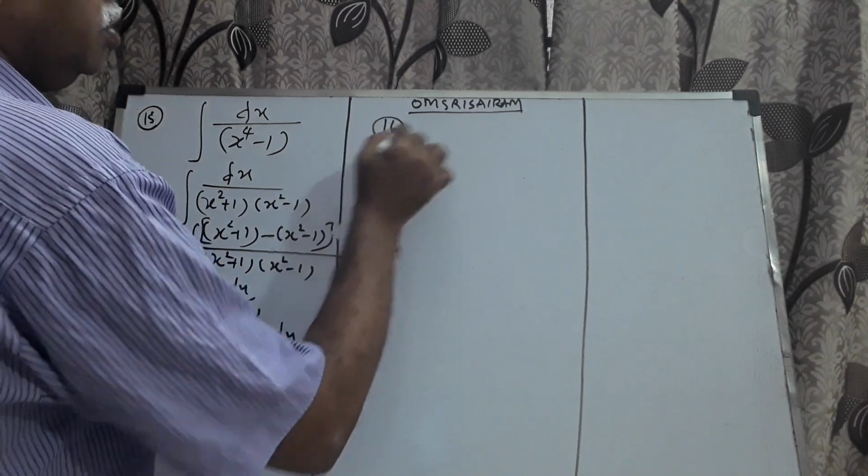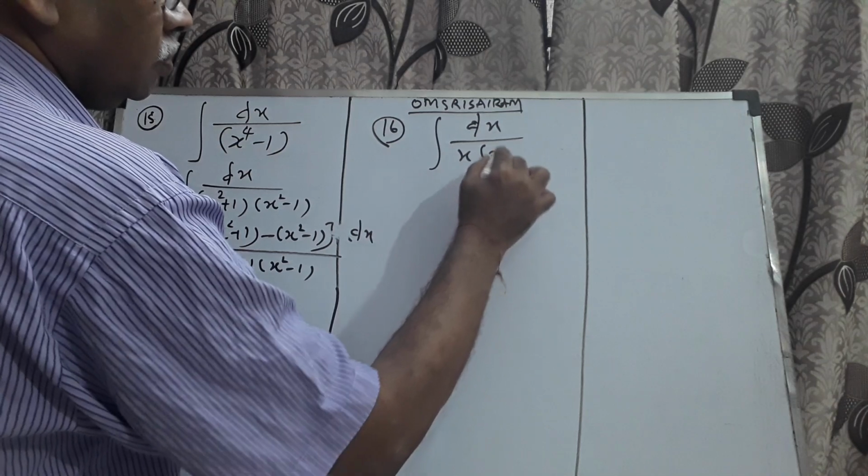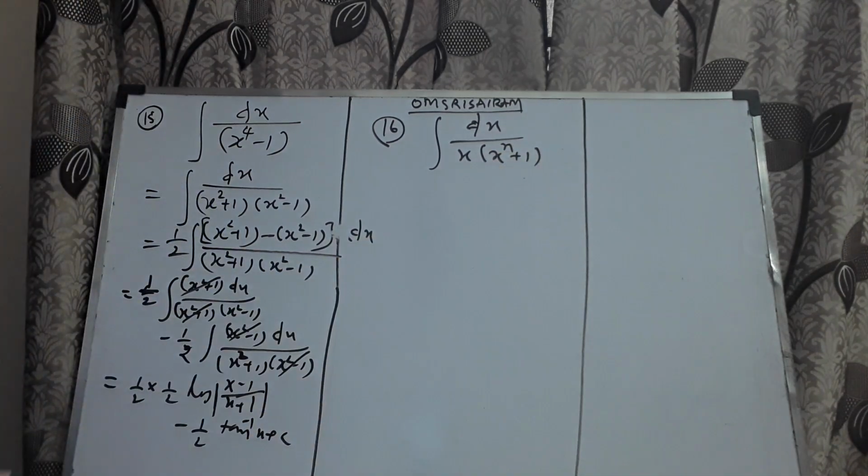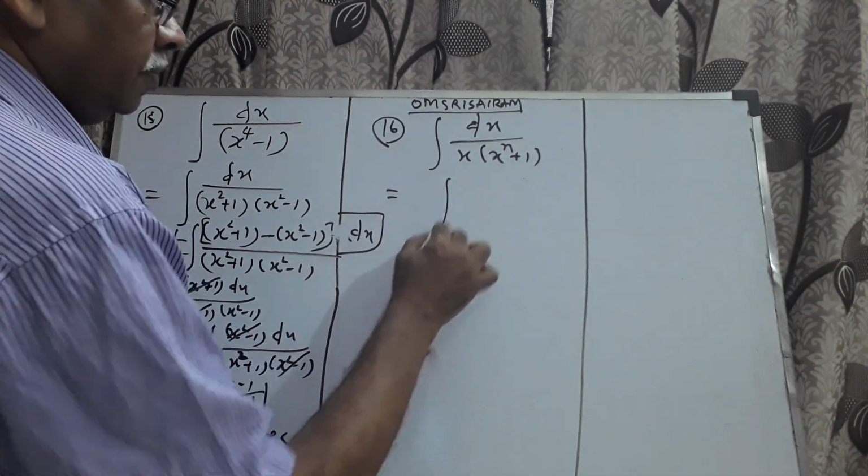Then the 16th one is very simple. Just see here, dx by x into x power n plus 1. See here, this is also very simple. I'll tell you an easier method.